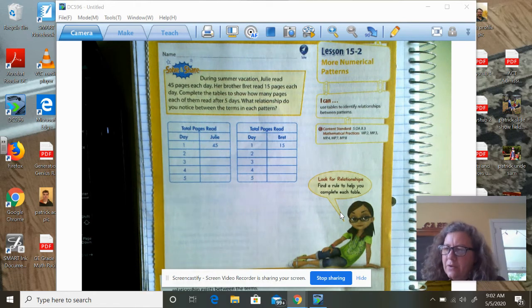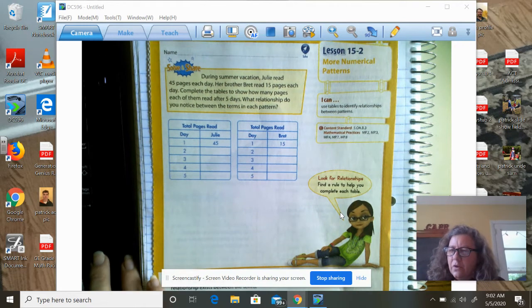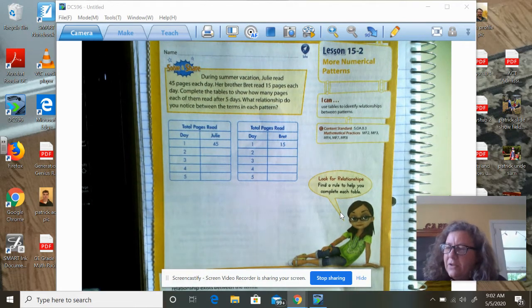It says, during summer vacation, Julie read 45 pages each day. Her brother Brett read 15 pages each day. Complete the tables to show how many pages each of them read after 5 days. What relationship do you notice between the terms in each pattern?